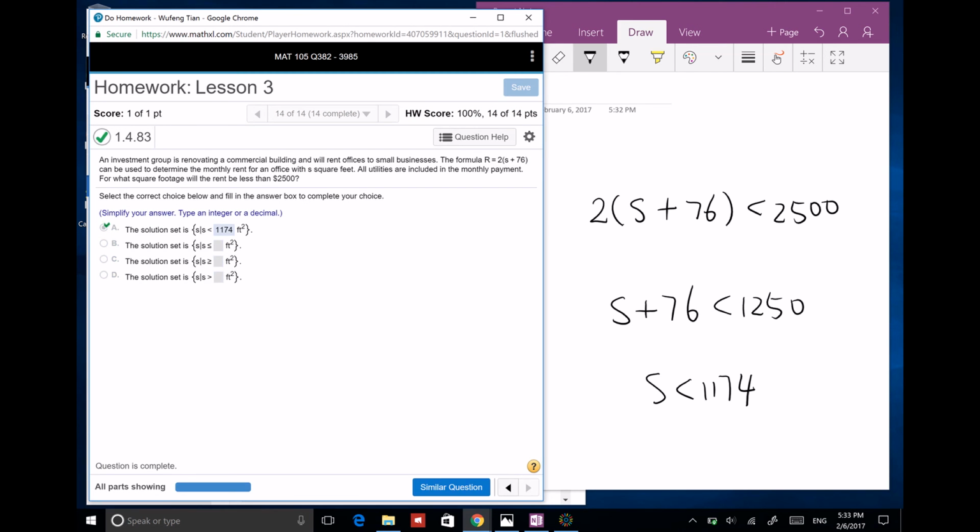Okay, that's all of the lesson 3 math plus.